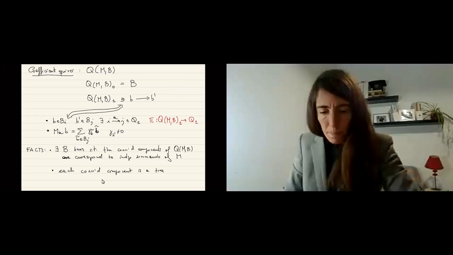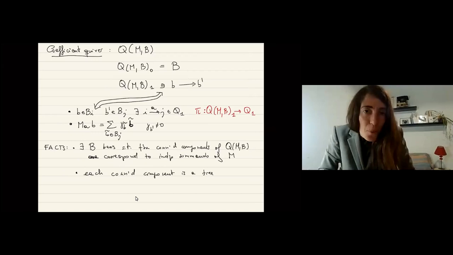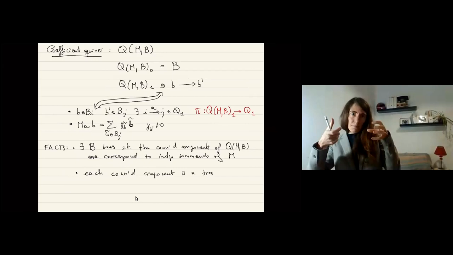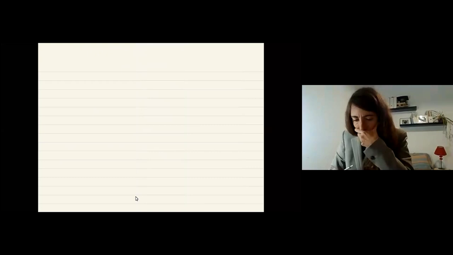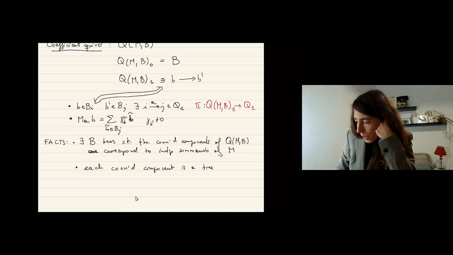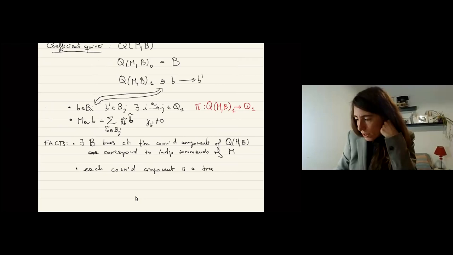I'm going to use this to define my action. So you should imagine that we have our quiver, which is given to us, and we have a representation, which is given to us. We pick a basis. And now, by what I said, any element of the basis is going to correspond to a unique tree in the coefficient quiver. And that's going to help me in defining the action.